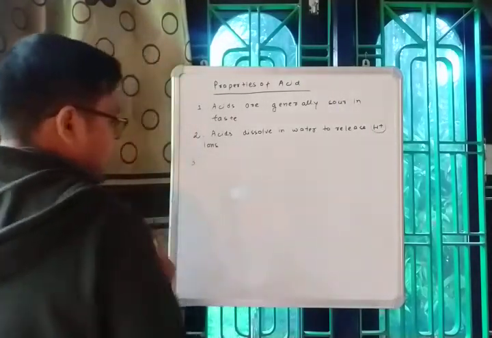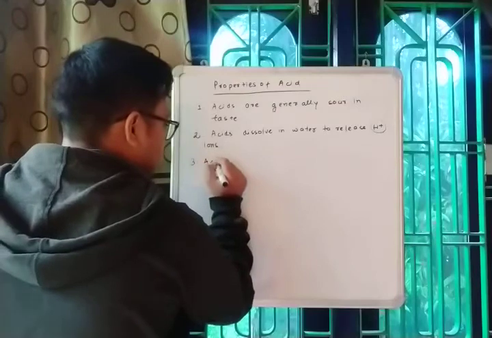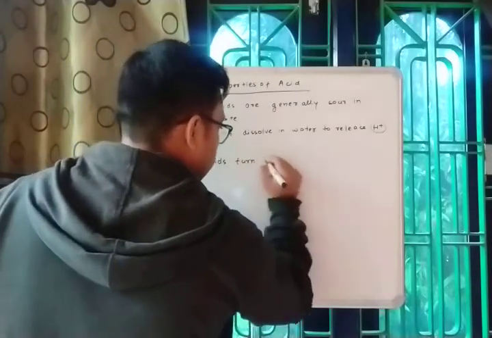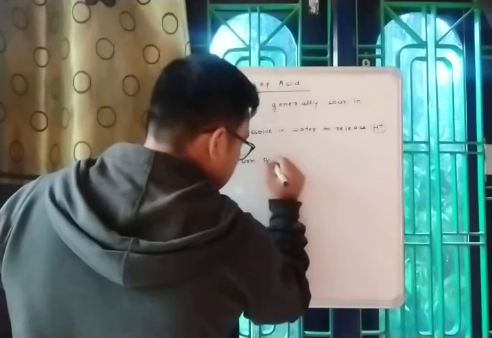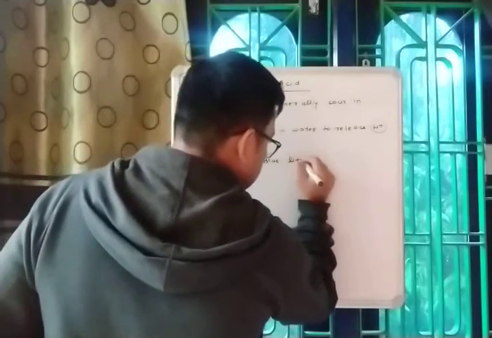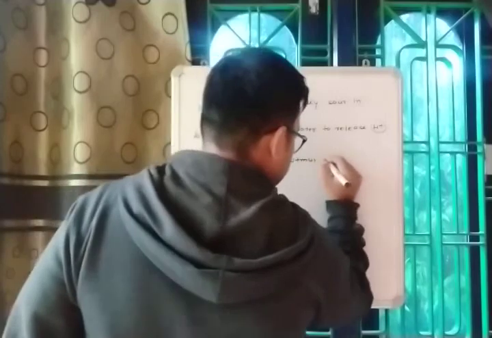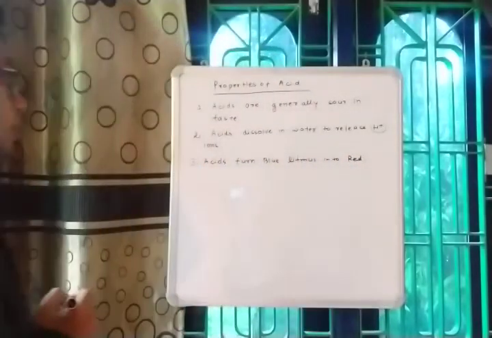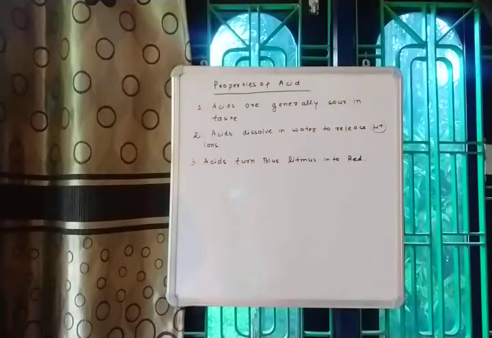Then the third point you have to write: acids turn blue litmus into red. Okay, acids turn blue litmus into red.